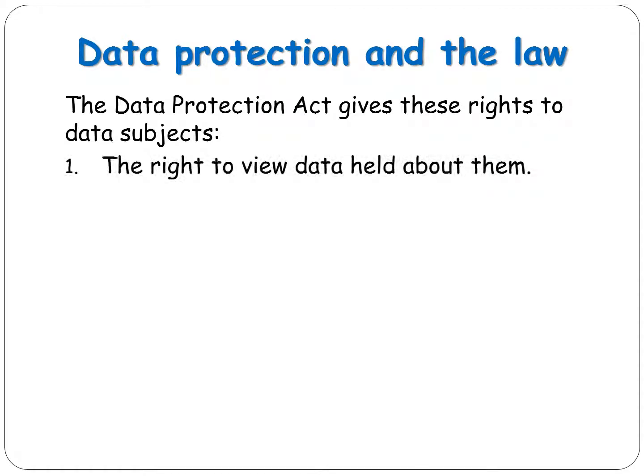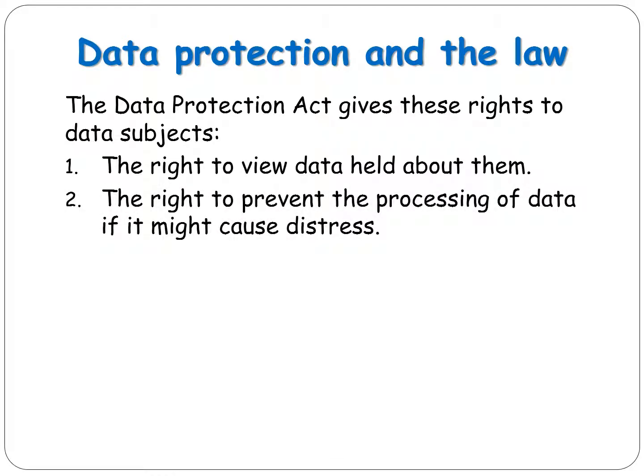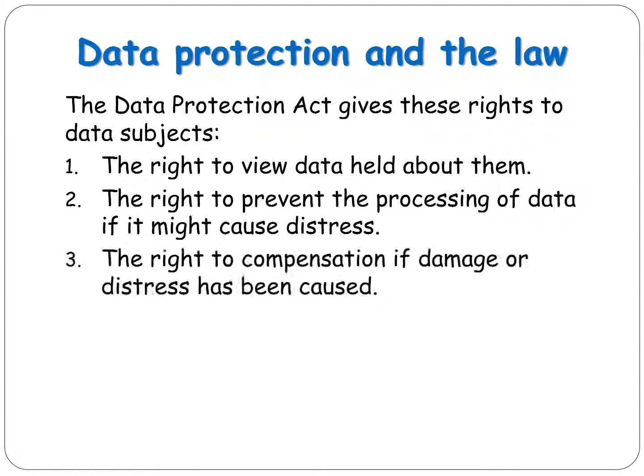So, number 1, the data subject, or the person who's having their information stored about them, has the right to view data that's held about them. They should be able to know what information has been held about them. Number 2, the right to prevent the processing of data if it might cause distress. So if any data is going to be used to cause distress, the data subject has the right to prevent that being processed. Number 3, the right to compensation if damage or distress has been caused.